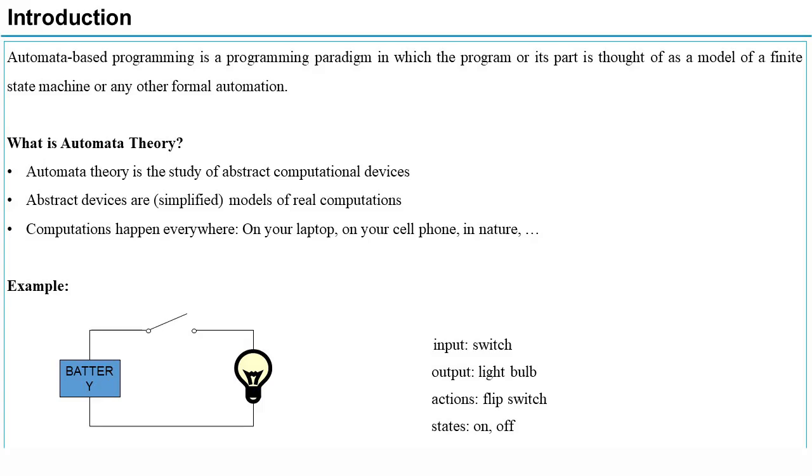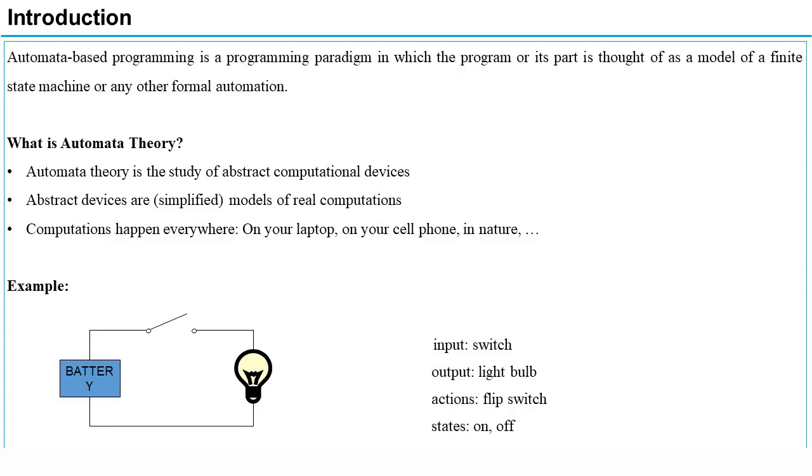Automata based programming is a programming paradigm in which a program or its parts is thought of as a model of a finite state machine or any other formal automaton. Now when we come to automata theory, it is a study of abstract computational devices. Abstract devices are models of real computation. Computation happens everywhere, in all aspects.